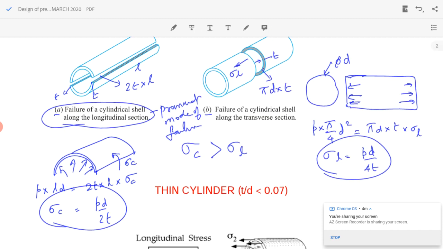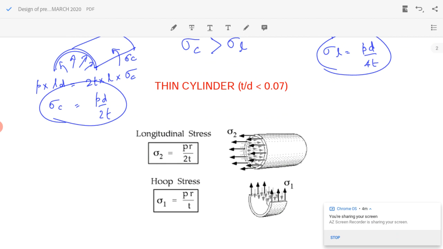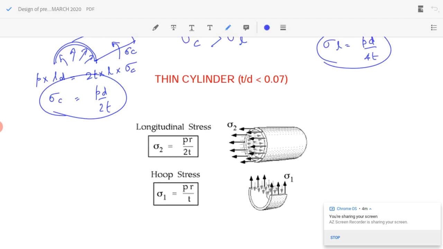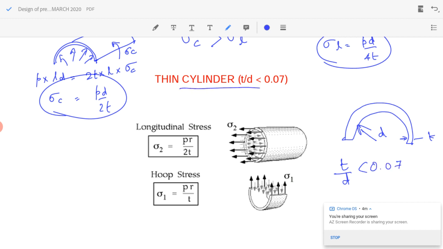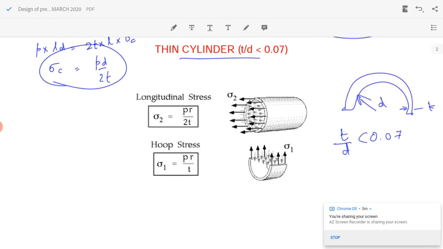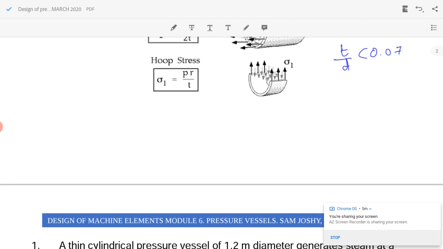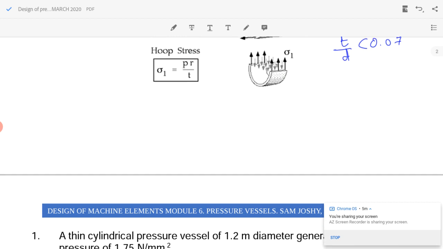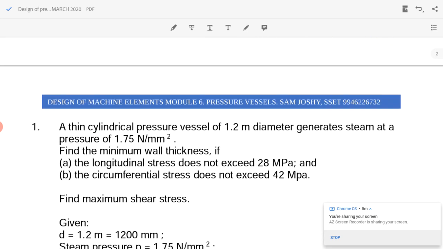Okay. Now we'll see what a thin cylinder is. We have already seen the ratio of thickness T to the internal diameter D. If T by D is less than 0.07, it is called a thin cylinder, usually used for low pressures. At high pressures we use a thick cylinder. So we have different equations for thin cylinders and thick cylinders. First we will see the design of thin cylinders.